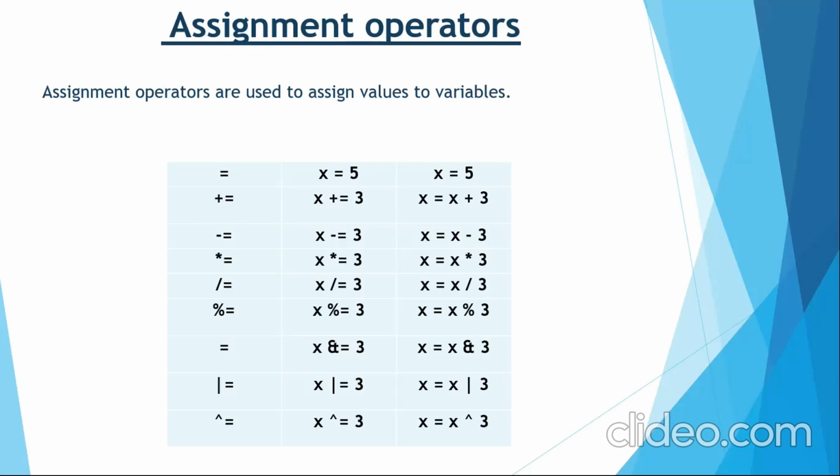Let's discuss the last three. That says x and equals to 3, which means x equal to x and 3. Guys, here I want to mention one more thing. We will discuss and, or and not operators when we talk about the logical operators. So the next one is x or equals to 3, which means x equals to x or 3, and we say x not equals to 3, which means x equals to x not 3.